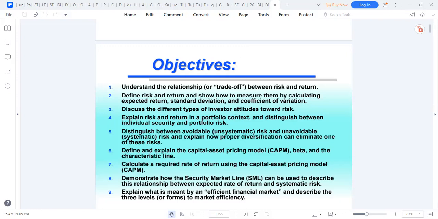To start with, in your own definition, what do you think risk is? Let's start from what we know. In your own definition, what do you think risk is? What is risk?